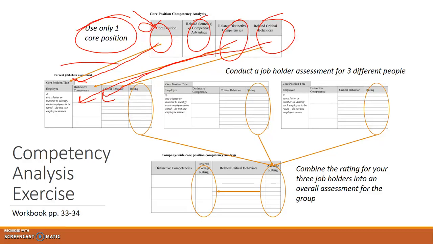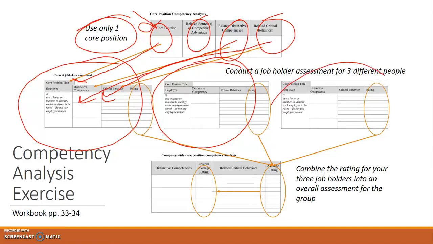You'll do this for 1, 2, at least 3 different people, and you'll have a table for each of those. You can see here is employee A, employee B, employee C. Those are 3 different people. Use letters or some other indicator or pseudonym. You should not put people's actual names in here.